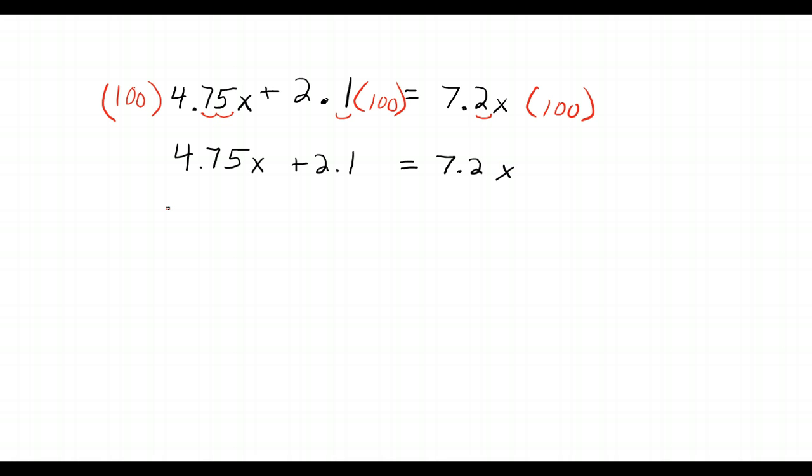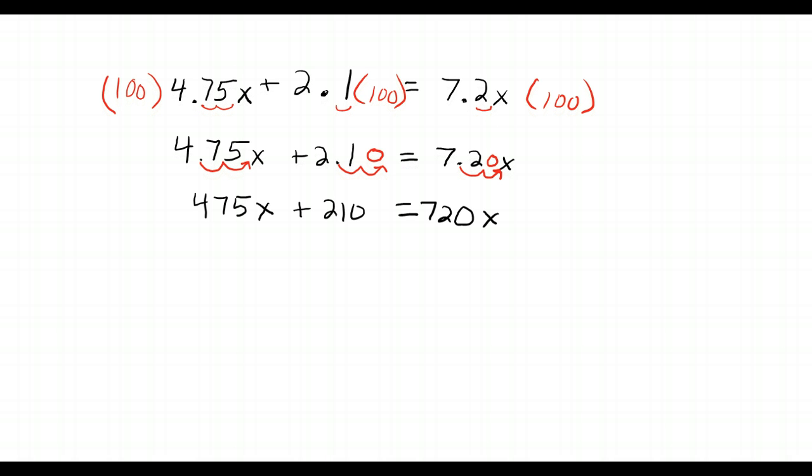Now what happens when we multiply all the way through by 100 is the decimal point gets moved over 2 places here, 2 places here, and 2 places here. Now, that means I have to put a 0 in here and a 0 in here. Now, as you see, I get an equation that has no decimals in it at all, and I can solve it like I solve any other linear equation.